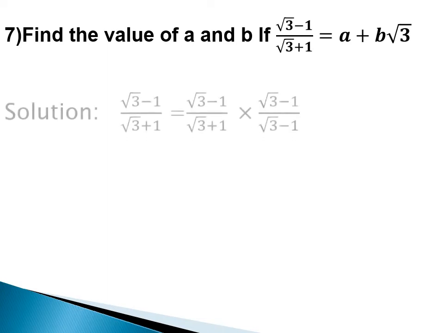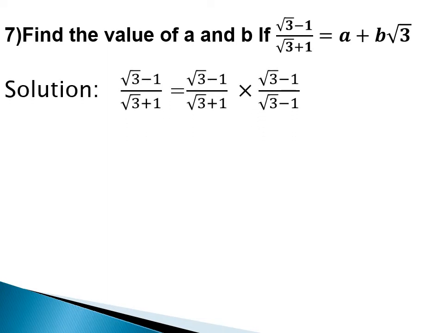Now what do we have to do for this question? We have to look at the left side first. Root 3 minus 1 by root 3 plus 1. If it is plus in the denominator, we should multiply and divide with the minus. That means we multiply and divide with root 3 minus 1 by root 3 minus 1.